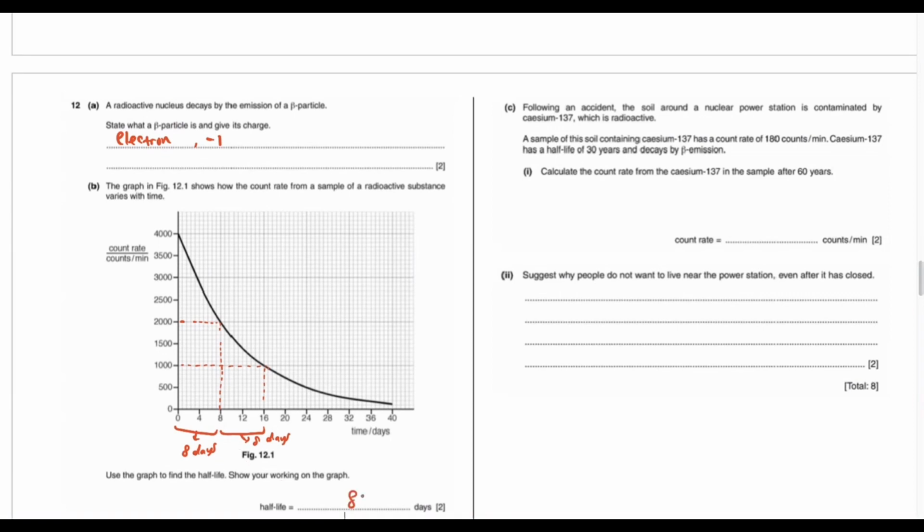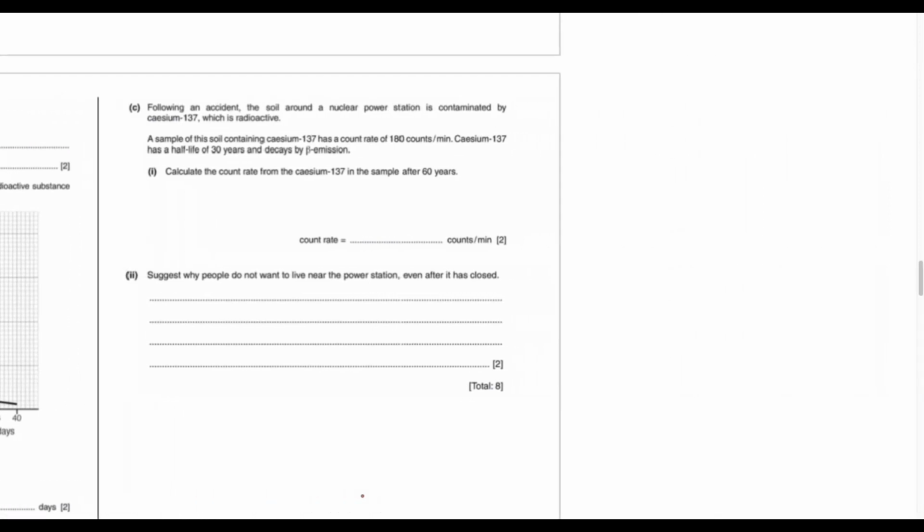Okay, so let's look at the right-hand side. Following an accident, the soil around a nuclear power station is contaminated by cesium-137, which is radioactive. A sample of this soil containing cesium-137 has a count rate of 180 counts per minute. Cesium-137 has a half-life of 30 years and decays by beta emission. And you see the half-life is quite long, 30 years.